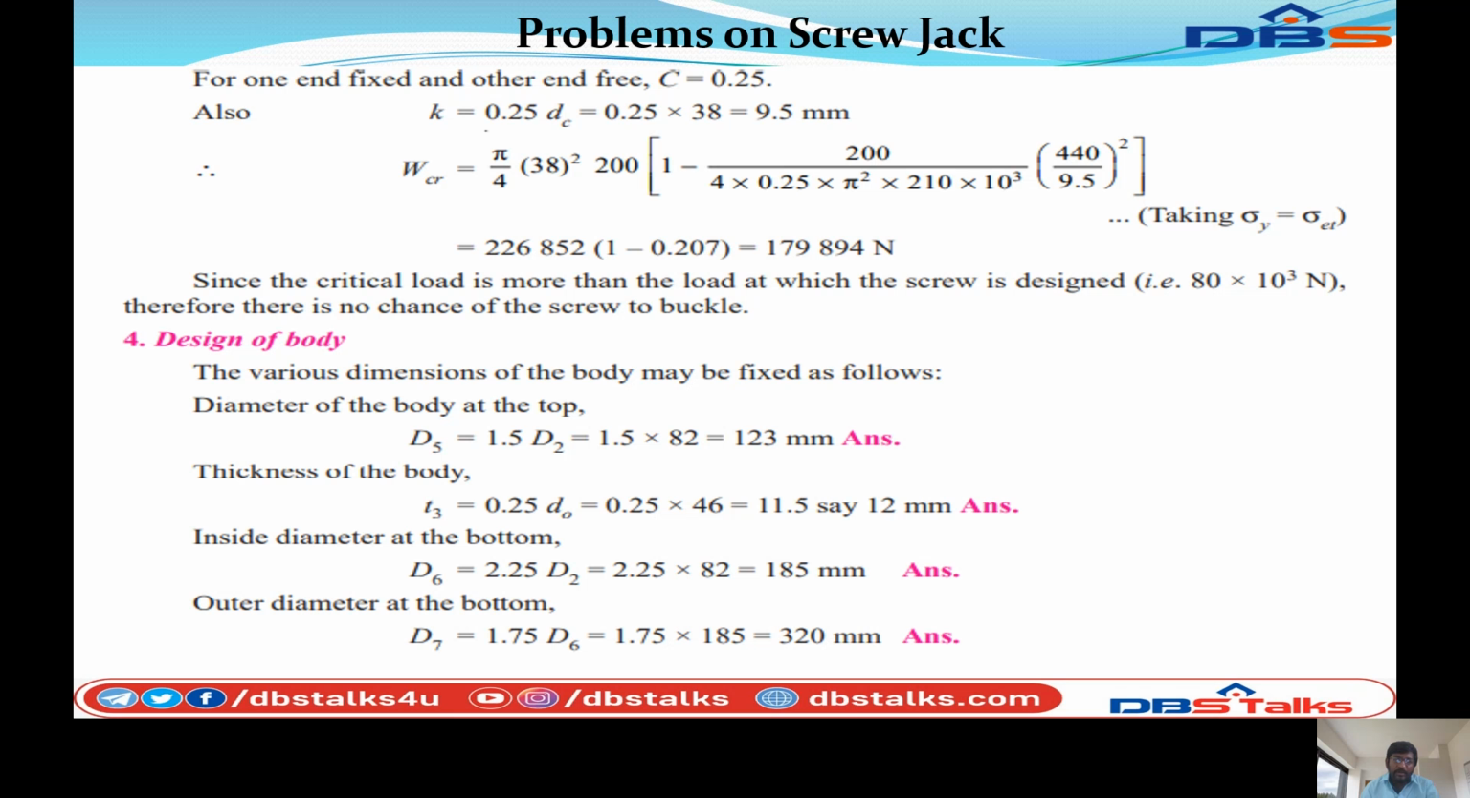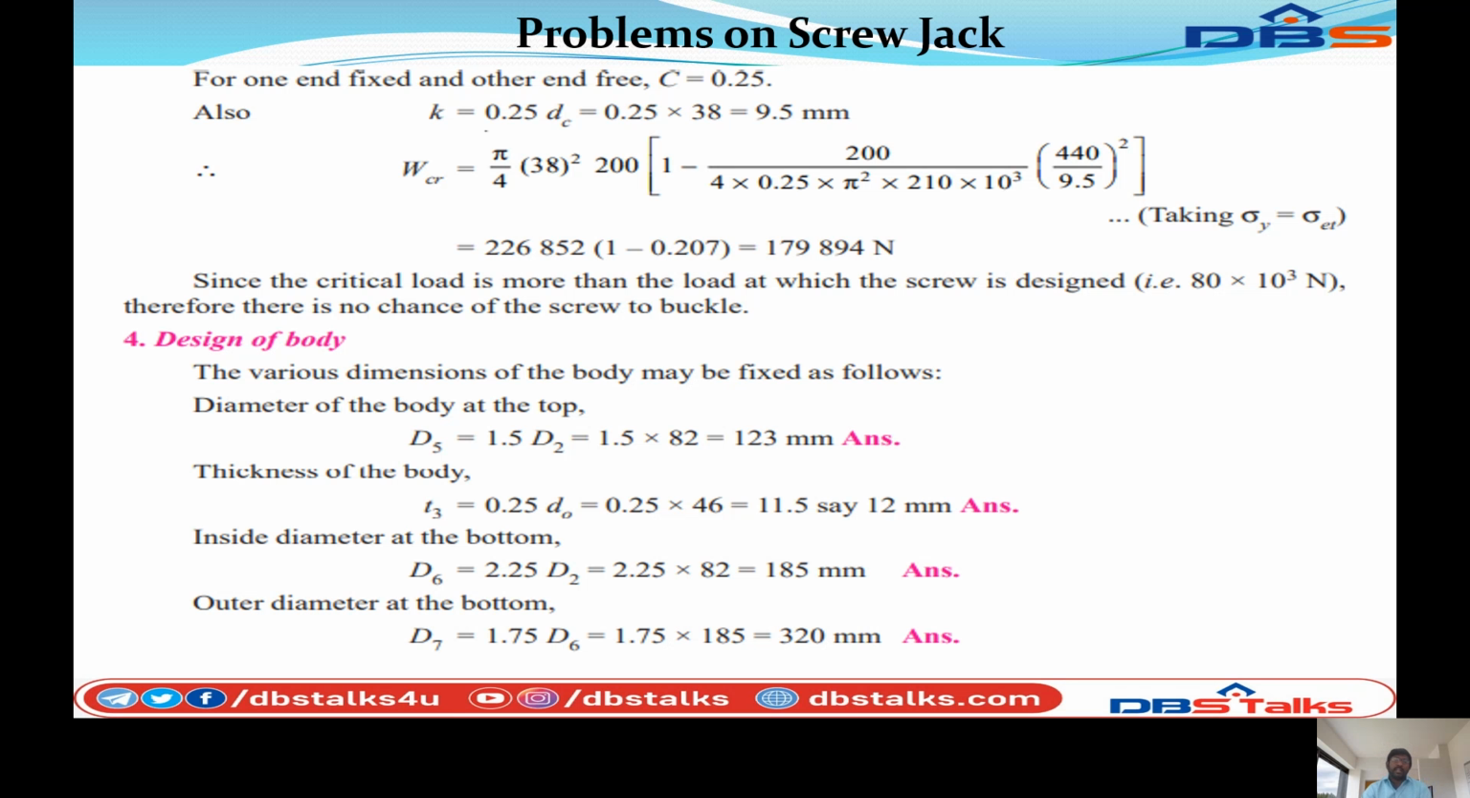So in this problem, since the critical load is more than the load, the critical load is 1,79,894 Newton, while the load given in the problem is 80 into 10 cube Newton. Comparing these, the critical load is more than the applied load. That's why there is no buckling for the screw.